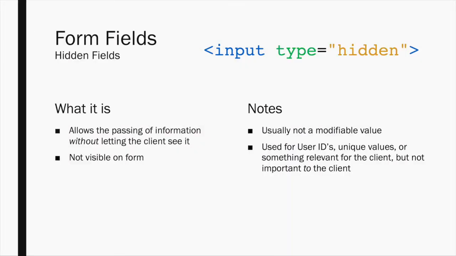Next, you have hidden fields. These are input types that allow the passing of information without letting the client see it. The hidden input is not visible on the form itself. It's not usually a modifiable value, but it's used for user IDs, unique values, or something relevant for the server, but not important to the client.